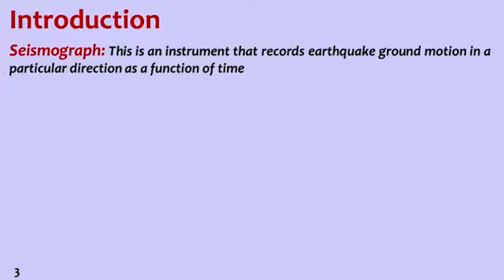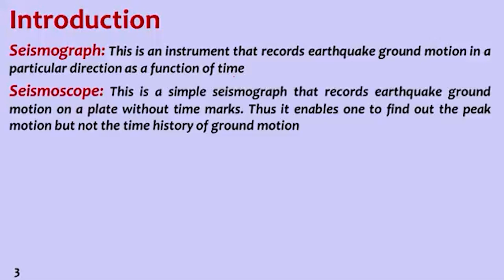So, first one is called seismograph. Seismograph is an instrument that records earthquake ground motion in a particular direction as a function of time. And then seismoscope. This is a simple seismograph that records earthquake ground motion on a plate without time marks. Thus it enables one to find out peak motion but not the time history of the ground motion.